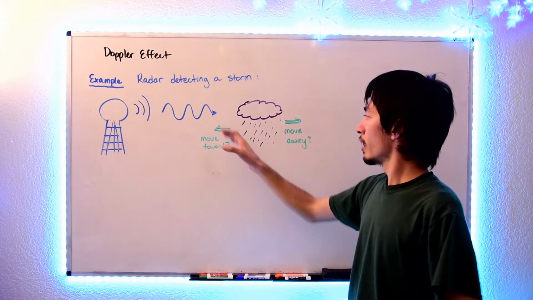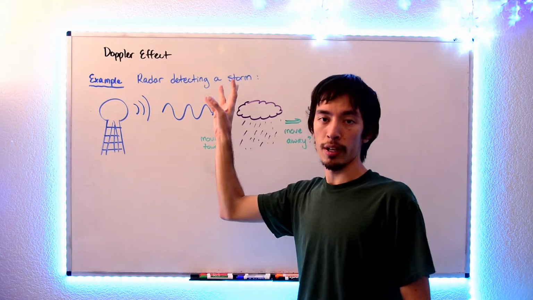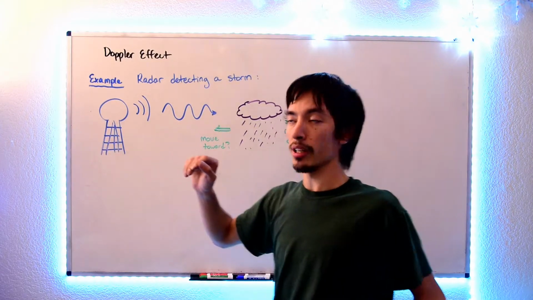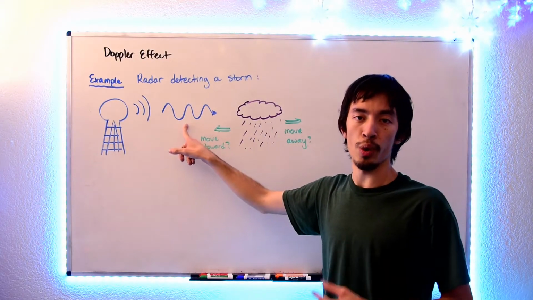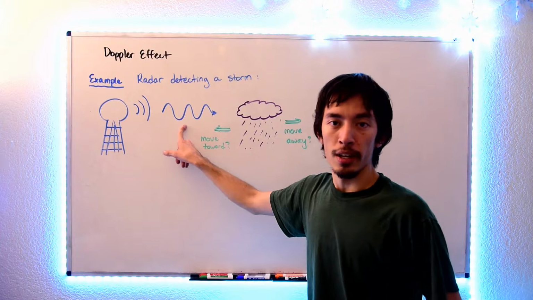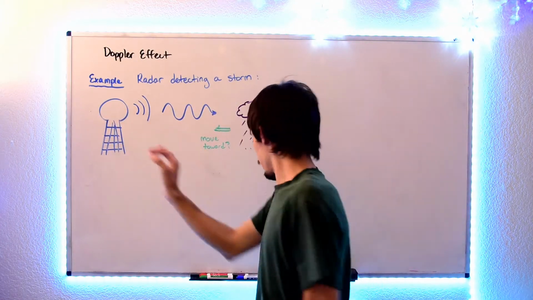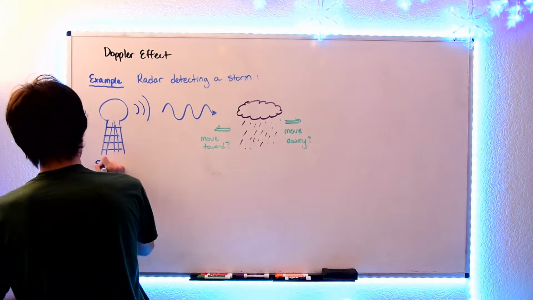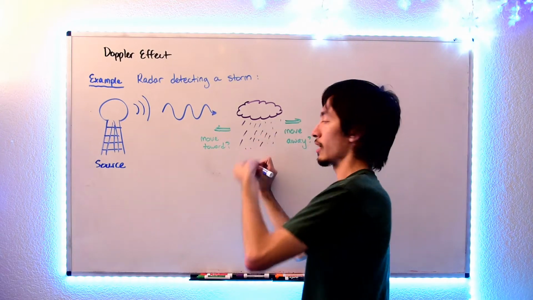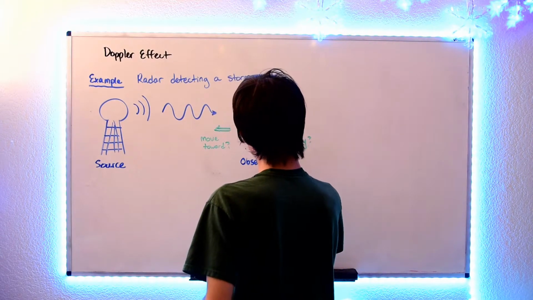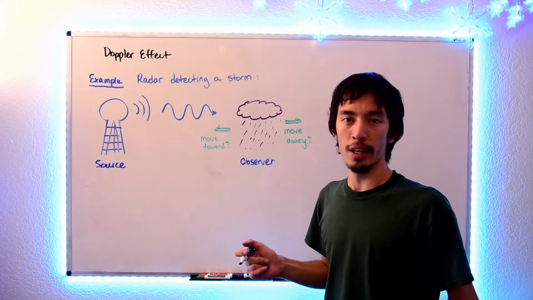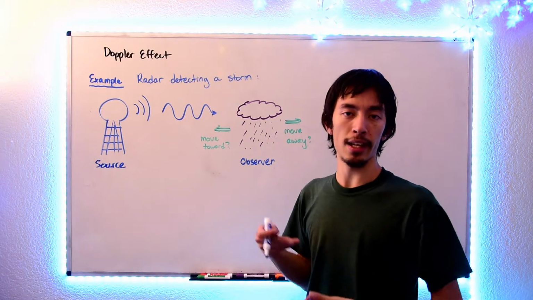So what will happen is they'll hit it and bounce off and come back to the radar, and it detects the returning waves. But the frequency of those waves, or the wavelength, is not going to be the same. This is called Doppler shifting. What will happen is, depending on if the source, in this case this would be the source, or the observer, which is your object in this case, depending if your source or observer or both are moving, it could change the frequency that is observed.